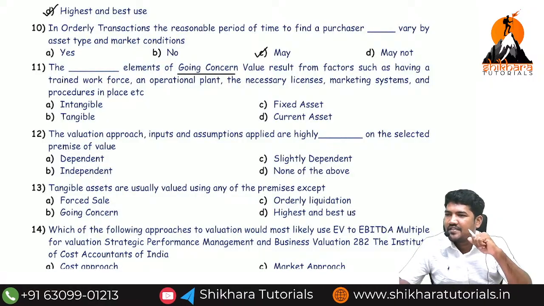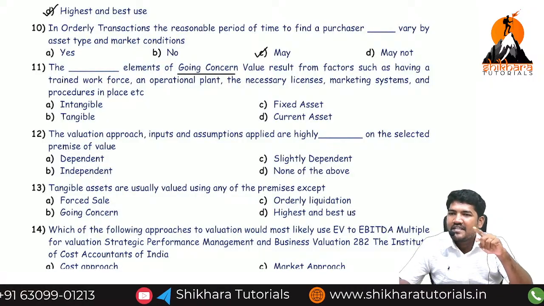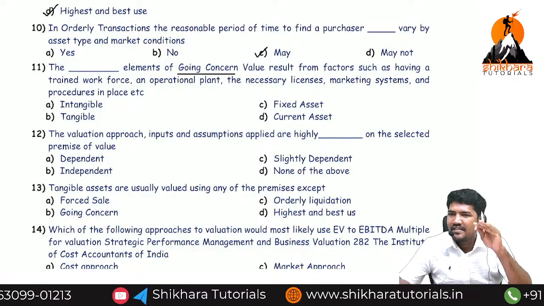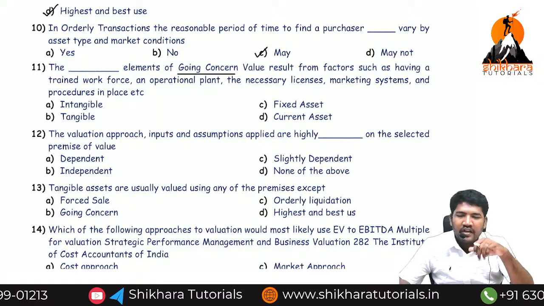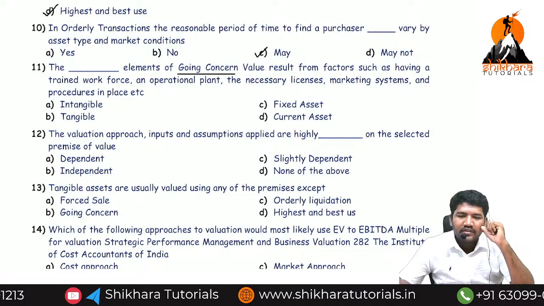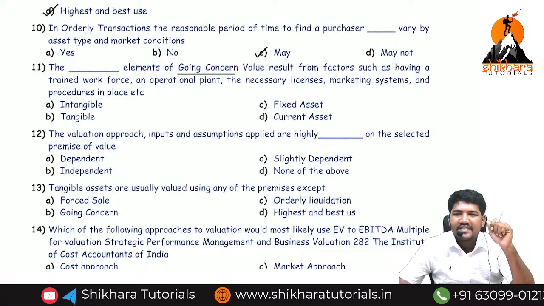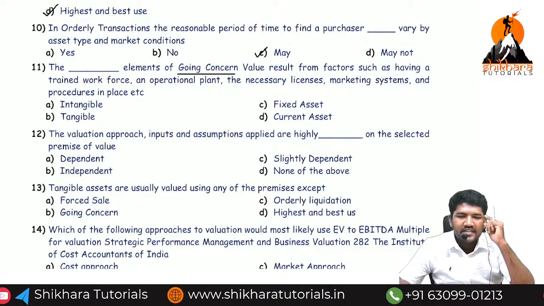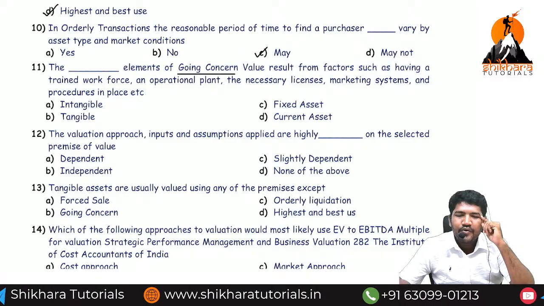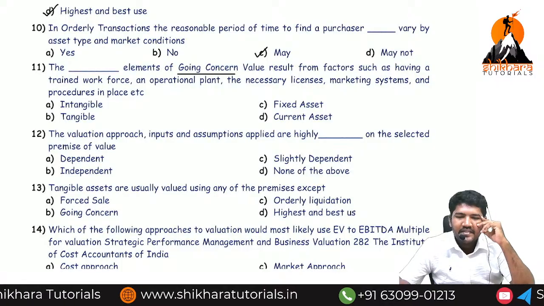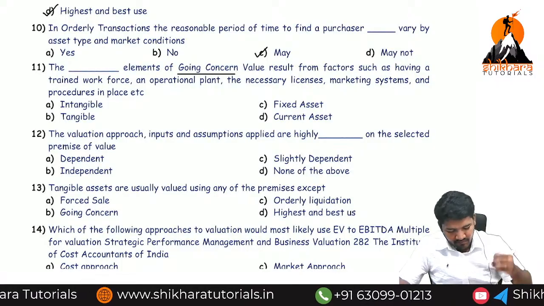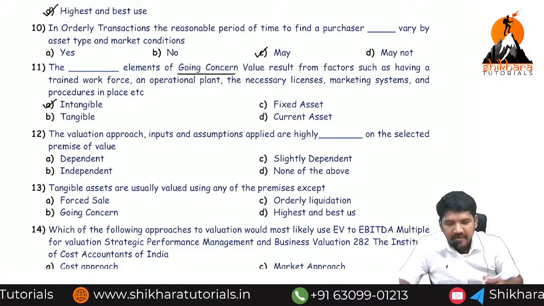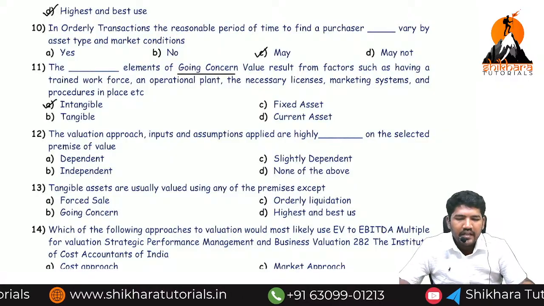There is a difference, sir. Operation of the plant is an intangible thing. We can't see those operations. It will run. Now, the necessary licenses, you can take copyrights. Next, marketing systems and procedures in place, etc. What's the answer? Intangible elements.